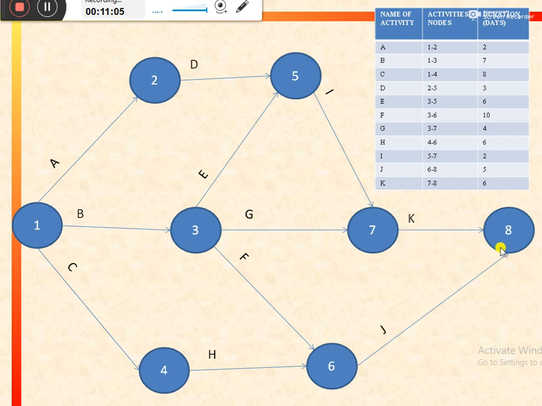So in this way, we have completed the first step of this process, that is drawing a network. While drawing this network, remember all the rules that we have discussed in the previous video of this lecture series about drawing a network. There are different rules that should be kept in mind while drawing this network. So in this way, we have drawn this network by moving from left to right.